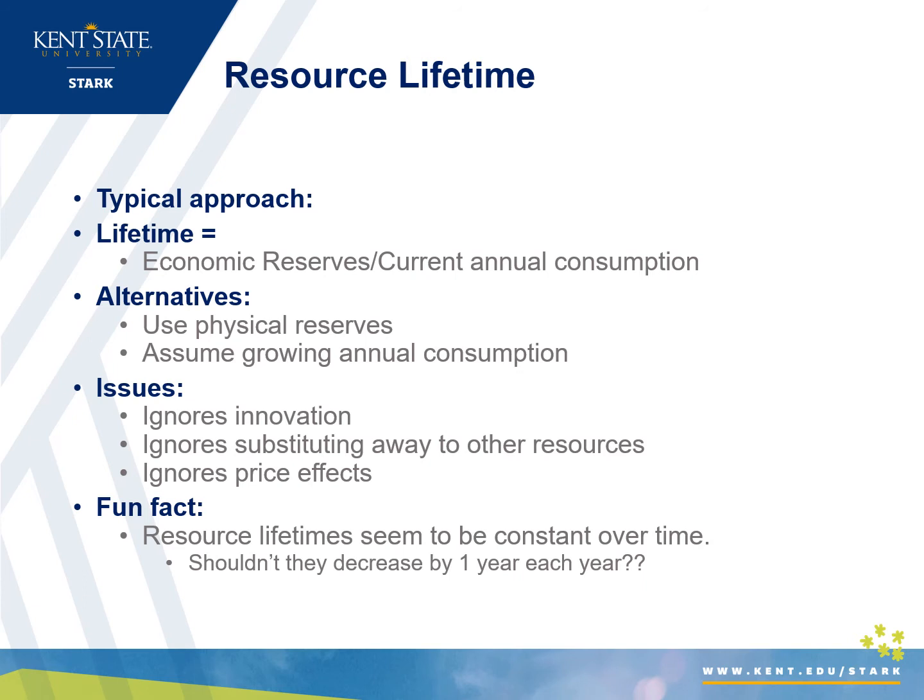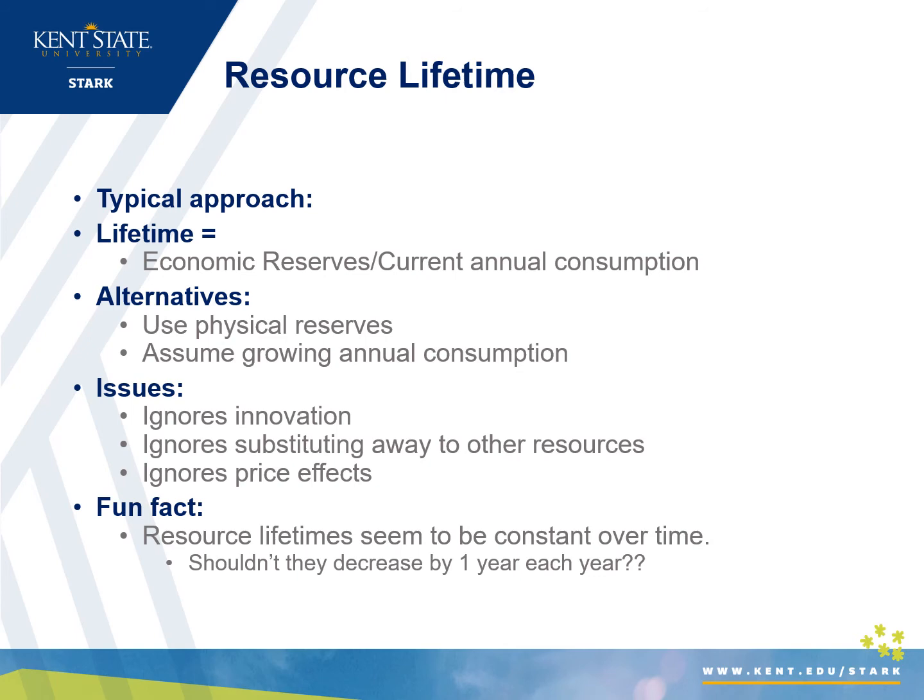Well, as prices go up, we're going to start switching away and using other resources that don't have as many problems. It turns out this is totally ignored when we do this simple calculation. We assume the current annual consumption is going to last forever, or grow at some fixed rate forever until we run out of the resource. Of course, the reality is that the closer we get to running out of the resource, the more expensive it will become, and therefore the more likely we are to substitute away to other resources.